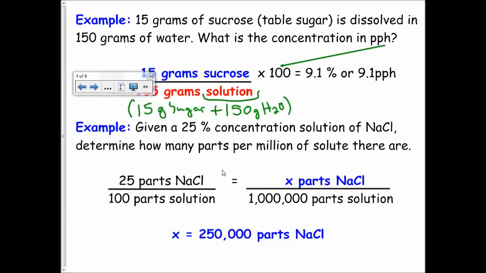Or we can talk about, given a 25% concentration solution of NaCl, determine how many particles per million of solute there are. And this is where, honestly, you do the same process we learned yesterday. Well, if it's a 25% concentration, that's the same as 25 parts of NaCl per 100 parts of solution. So to solve for that, you're just going to take X parts of NaCl, and now we want to solve it per million parts of solution. And you get an answer of 250,000 parts of NaCl. So it's just 25%. What's 25% of a million? 250,000.